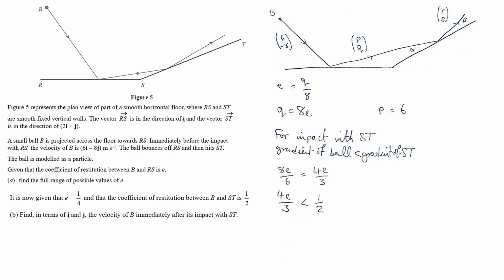Now, where did I get the half from? Well, the second sentence says ST is in the direction of 2i plus j. So 2 to the right and 1 up, which gives a gradient of a half. I've simplified and rearranged that: 8E has to be less than 3, so E has to be less than 3 over 8. And because E is between 0 and 1, if it's less than 3 over 8, it can't go beyond 0. So E is between 0 and 3/8. Okay.